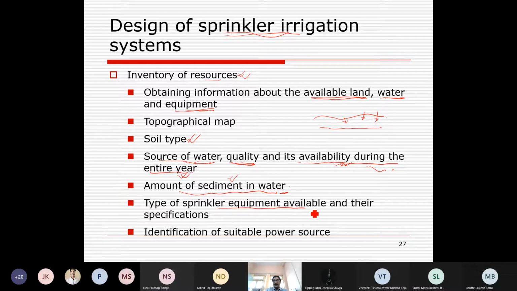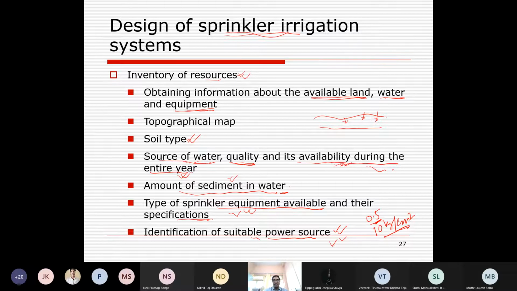Then the type of sprinkler equipment available and their specifications. Whether the available sprinkler is suitable for our purpose or not, we need to find out what specifications are available in the market. Then identification of a suitable power source. Because this is a pressurized irrigation system, if you recall, a minimum of 0.5, that is very nominal, to as high as 10 kg per centimeter square pressure is required to operate the sprinkler system of irrigation. We need to have power, whether it is a diesel engine, or an electric motor we are going to use, or solar power is available. So we need to find out the availability of the source of power.